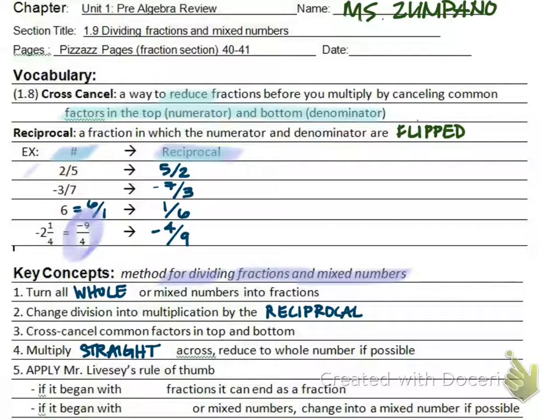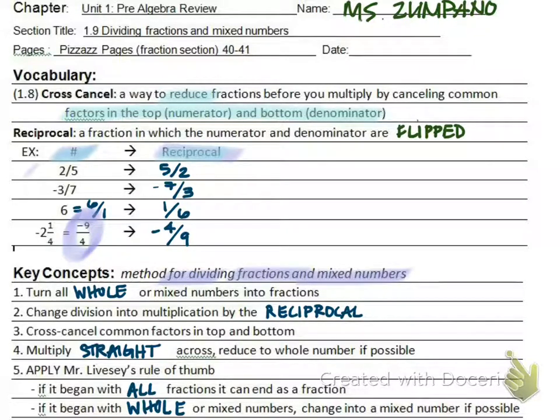Our math department has Mr. Livesey as our head chair, so if you would like to think of this as the Edison math department rule of thumb, you're going to apply that if it began all with fractions, then it can end as a fraction. And if it began with whole or mixed numbers, we'd like to change the answer into a mixed number if possible.